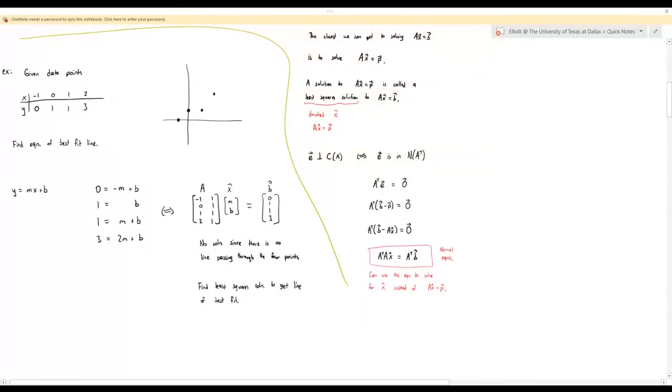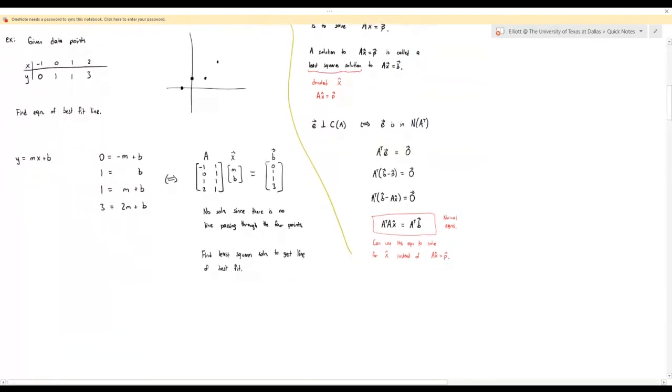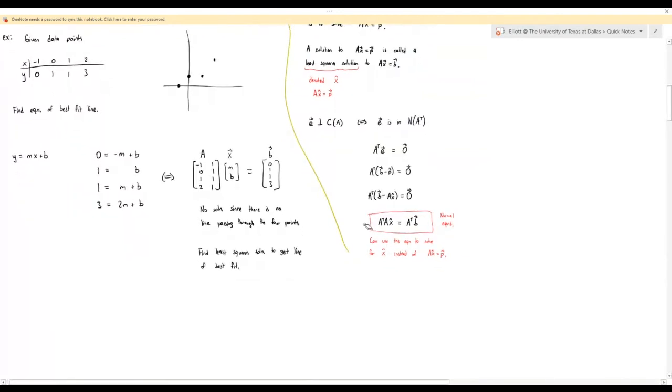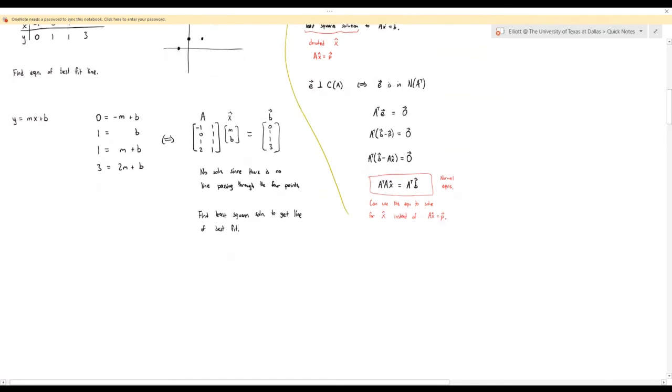Okay. Because if the equation has no solution, then the next best thing we could do is to get the least squares solution. That's the idea. So to get the least squares solution, we're going to look at this system of equations instead.